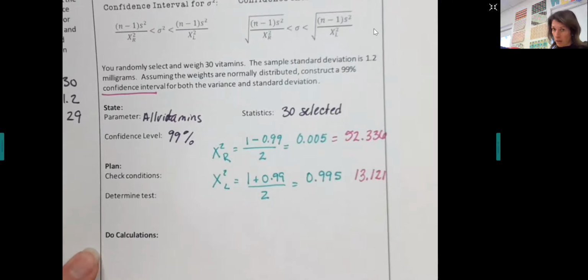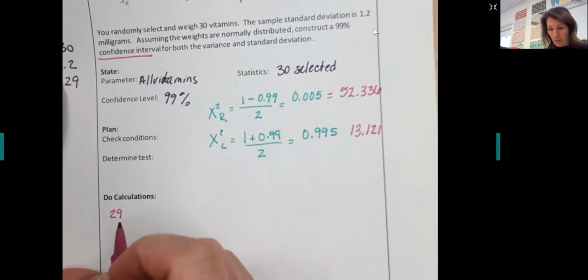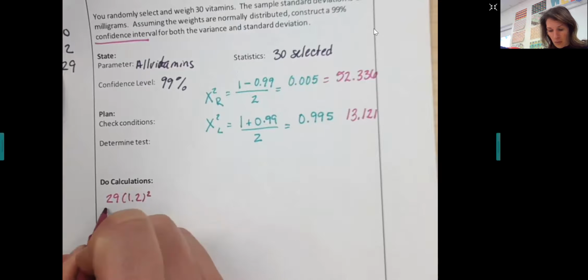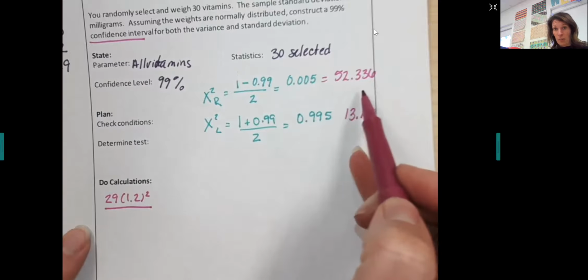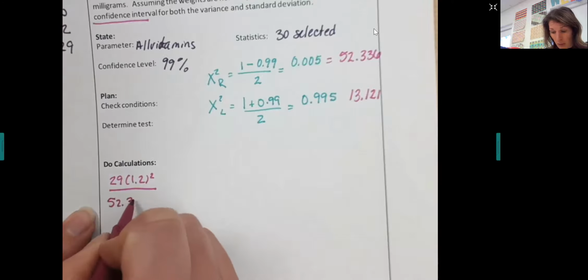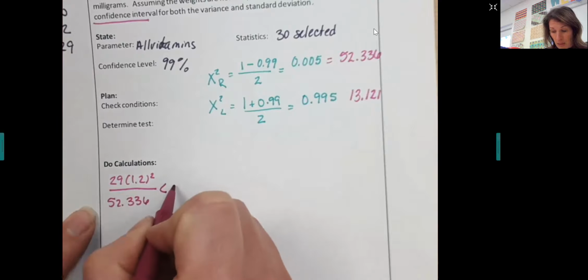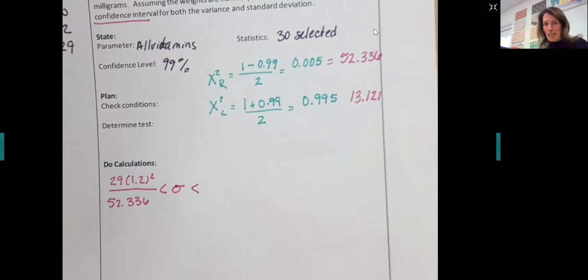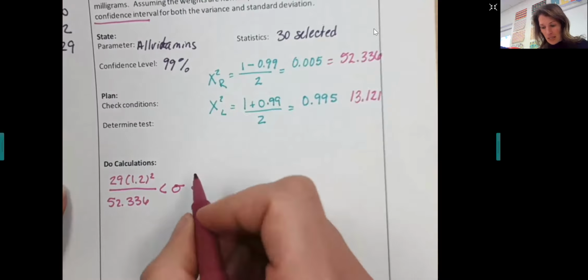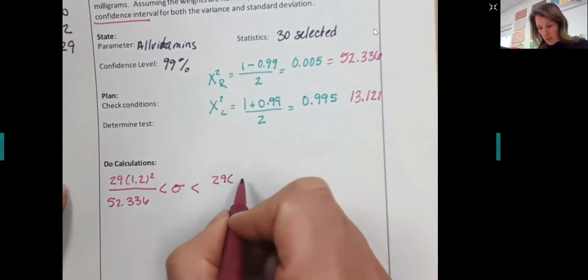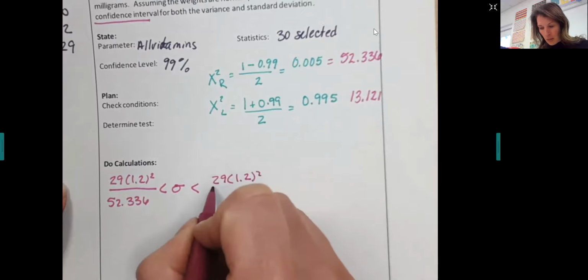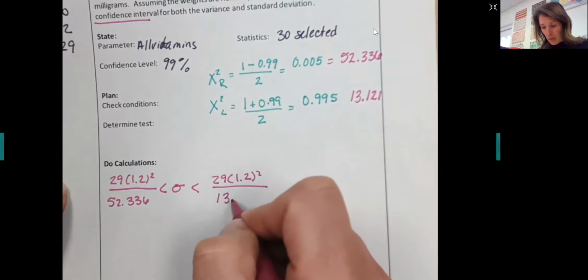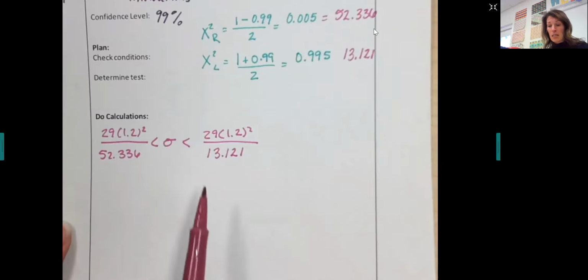So n minus 1, I'm assuming I don't have to do that, is 29 times my standard deviation squared divided by my right value, 52.336, is less than my sigma squared. All right. How's that? I'm trying. Which is less than, and I'm going to use the exact same numbers, 29, n minus 1, times my standard deviation squared divided by my left value, 13.121.